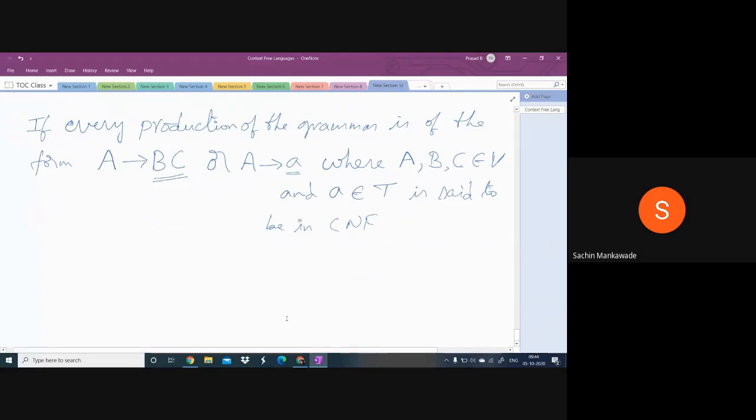Then it is said to be in CNF. We'll see the example. So you know very well the capital letters are non-terminals and small letters are terminals.